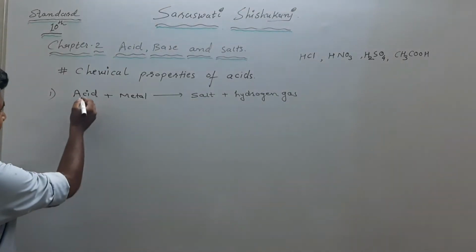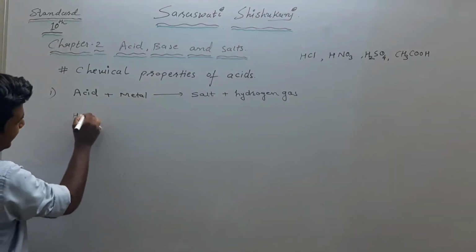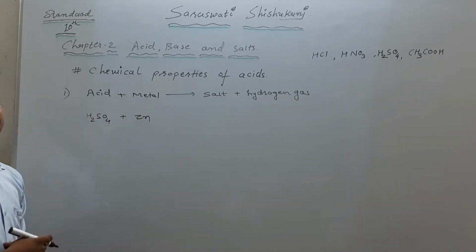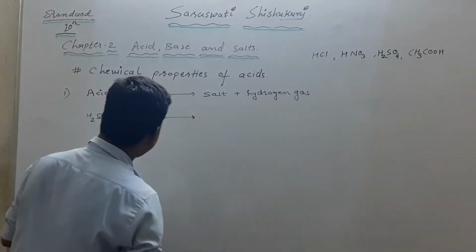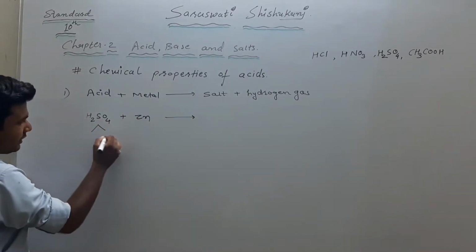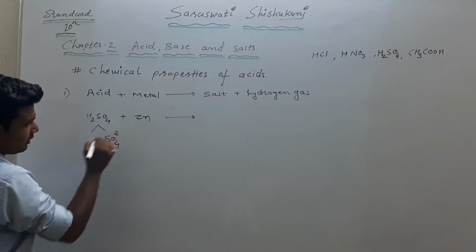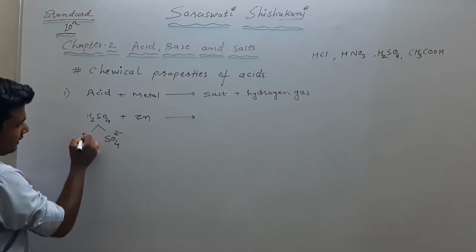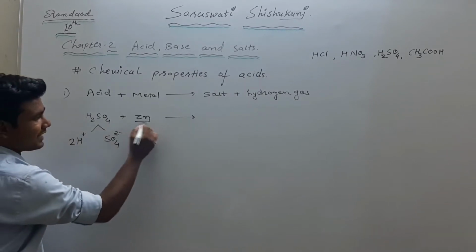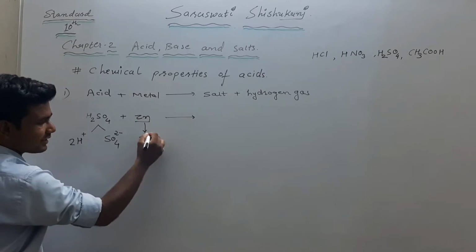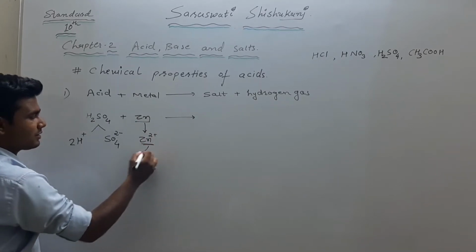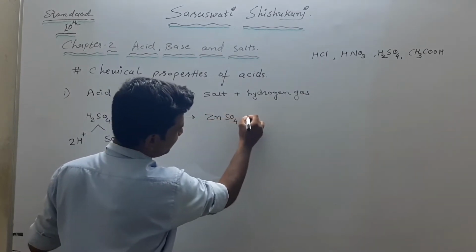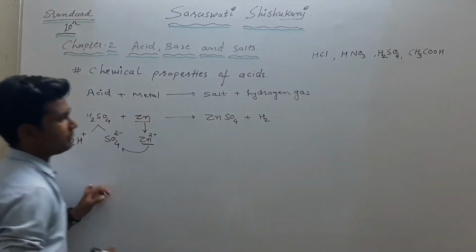Okay. As I said, suppose I am taking H2SO4 and reacting it with metal zinc. What will we get? Generally we know that it will give us H+ ions, and here we will get H plus of 2. So Zn, we have studied this in standard 9. It will react with the negative ion. We will get ZnSO4, and hydrogen gas will be released.